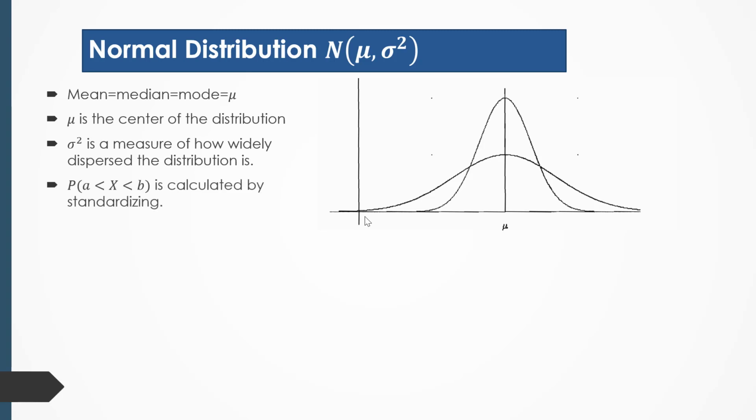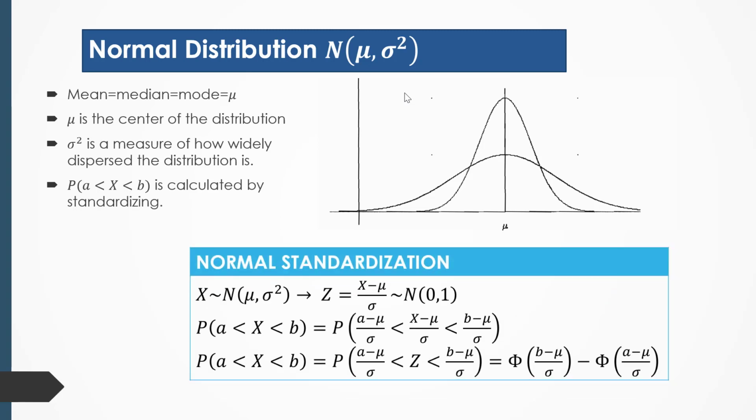So how do we find the probability that A is less than X less than B? For a general normal distribution, we have to standardize it to the standard normal distribution and then make use of the z-score table. So this is how we standardize the general normal distribution.